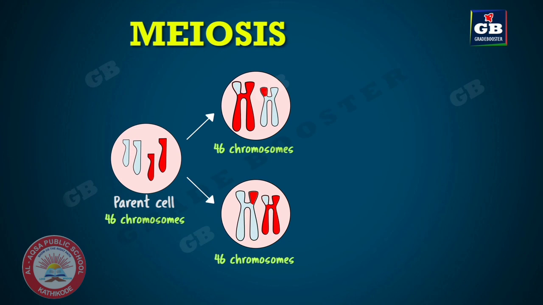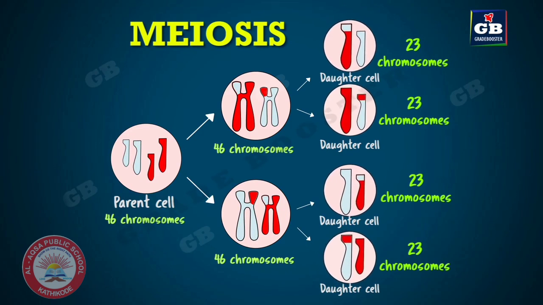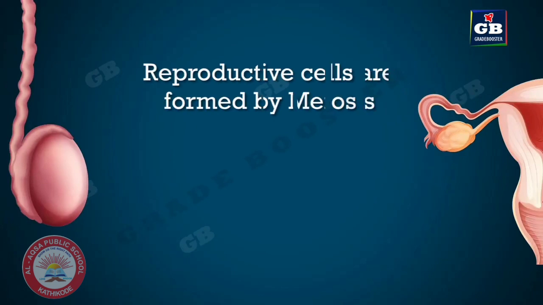In meiosis, the daughter cells that are formed again divide into two cells each with half the number of chromosomes. That is, if the parent cell contains 46 chromosomes, the daughter cells which are finally formed will be having only 23 chromosomes. The sperm cells and the ovum contain only half the number of chromosomes by meiosis.